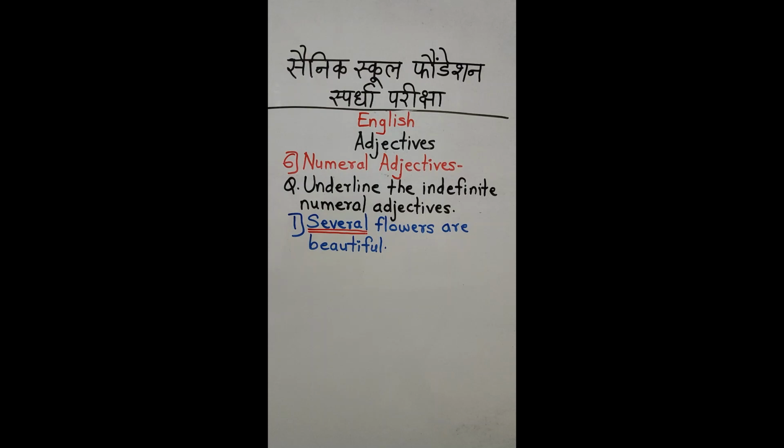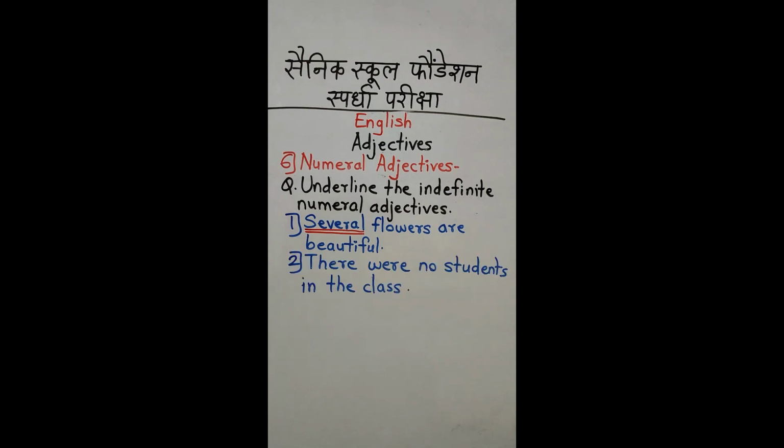Now the second example is given, there were no students in the class. In this sentence, to talk about the number of students, the word used is no, which is an indefinite numeral adjective. So we will underline the word no here. Now the third example is given, is there any cherry left in the basket? To talk about the number of cherries in the basket, the word used is any here, which is an indefinite numeral adjective. So we should underline the word any here. In this way we can identify the indefinite numeral adjectives in the sentences.